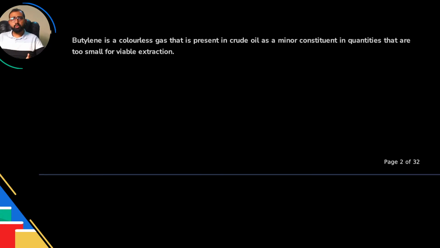Butylene, again bute means 4 carbons, ene means double bond, is a colorless gas. It's a gas which clearly shows that it has weak intermolecular forces. It is present in crude oil as a minor constituent in quantities that are too small for viable extraction, which means we don't spend too much resources on separating it. We just mix it with some other compounds and we just get it as a mixture.